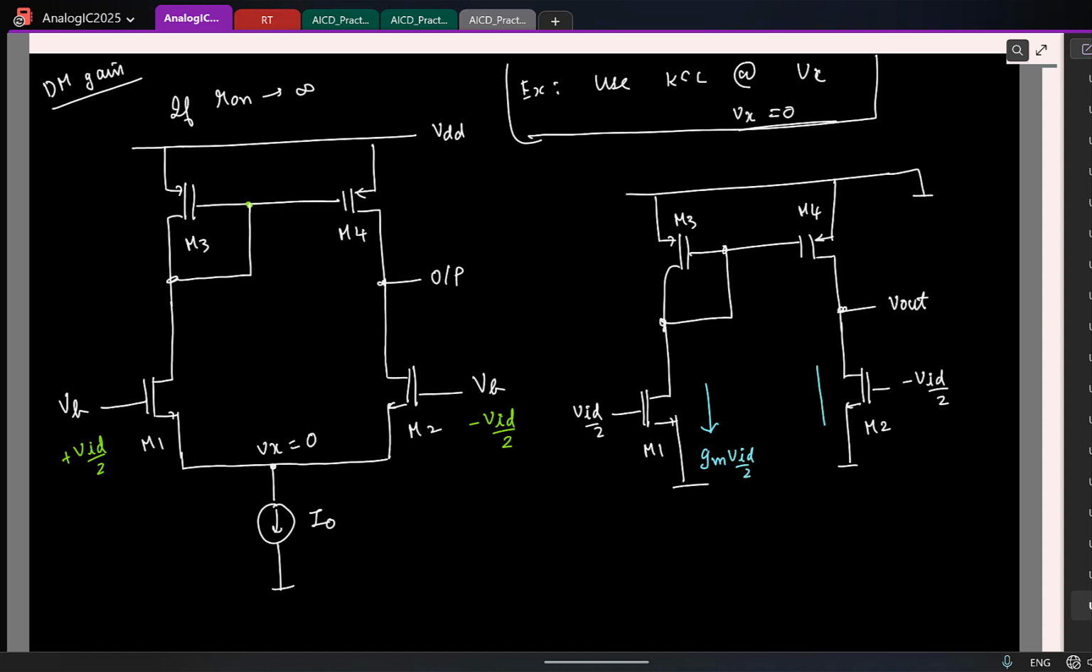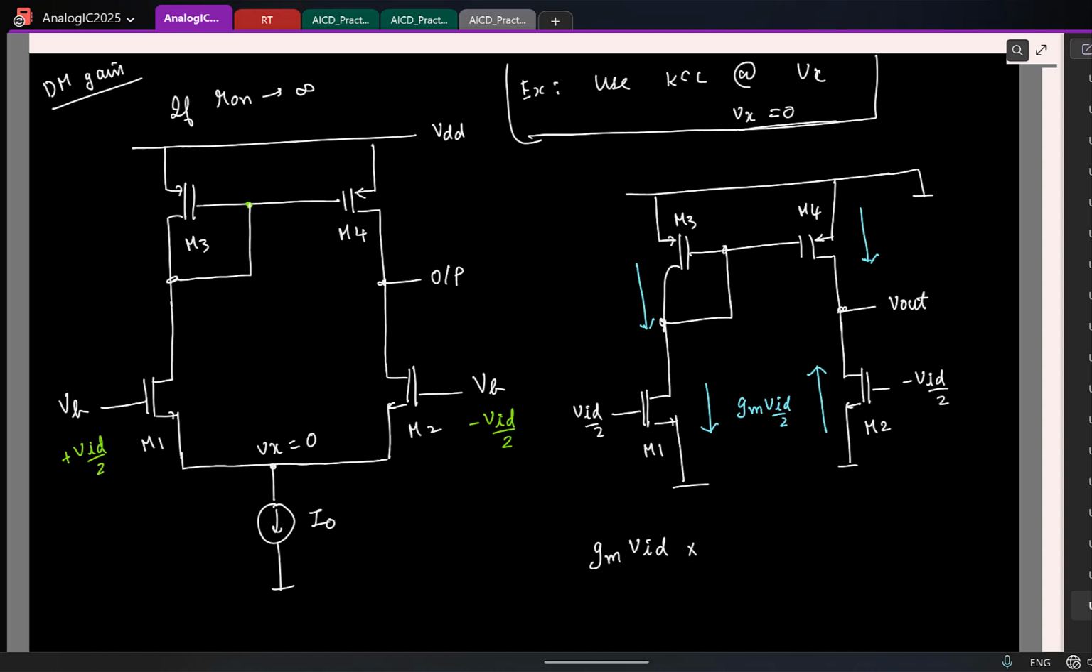Similarly, what can you say about the current here? That is also the same. Is it clear? So I'll just mark both of them to be GM VID by 2. So the current flowing here is also the same. So if this GM VID by 2 current flows through the transistor M3, what can you say about the current here? So what is the total current getting pushed into the output now? GM times VID, 2 times that current. This is the total current getting pushed into the output node.